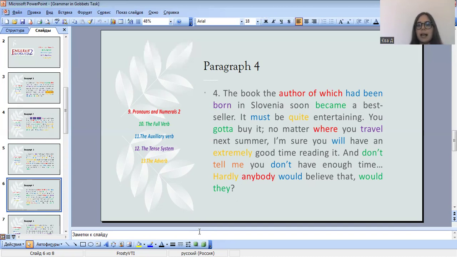Then moving to the 11th lesson, we can see perfect aspect, had been born in Slovenia, in the first sentence. Also, don't is showing verb negation in the sentence. Then we have it must be quite entertaining. Must is used to express a strong deduction here, and it conveys a high degree of certainty.